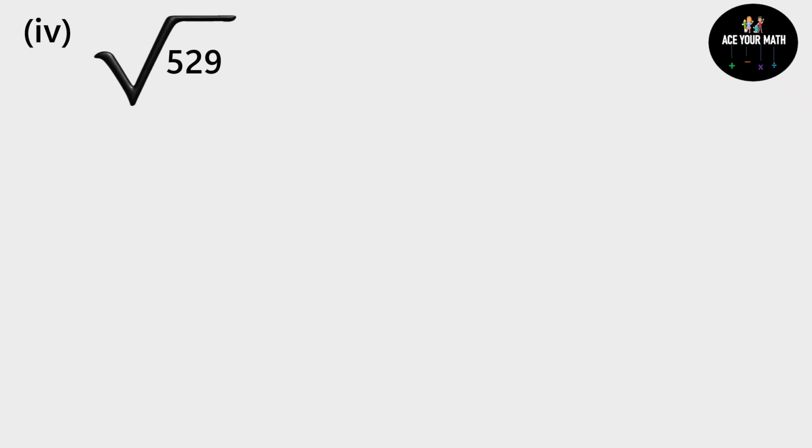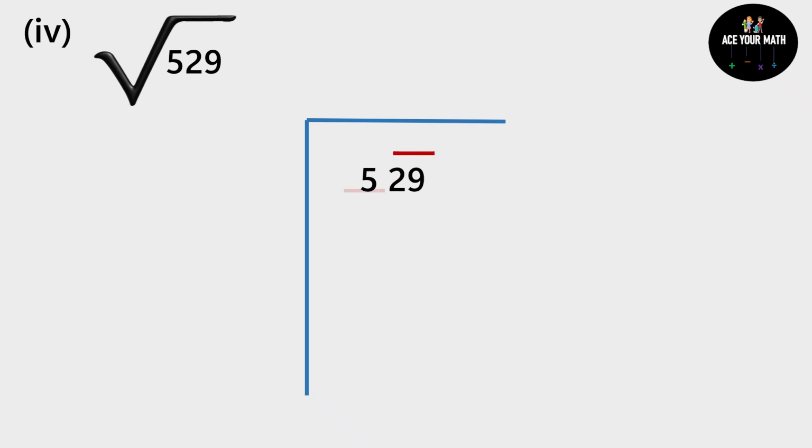And let's find the square root of 529. Write down the number, put lines, start grouping. So 29 forms a group and now 5 forms another group. We will consider the first group, which is 5. Now write down squares of numbers.